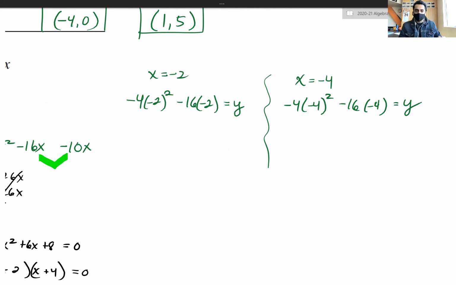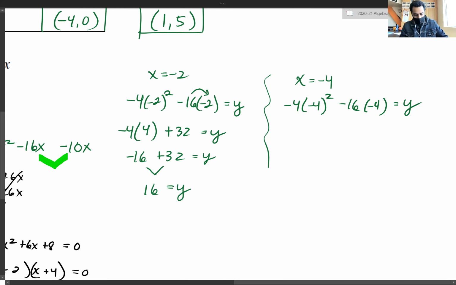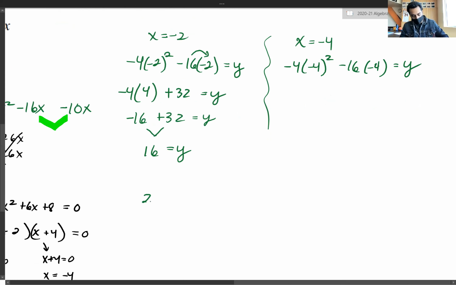So for when x is negative 2, let's see what we get. Negative 4 times, well, negative 2 squared is just 4. Then negative 16 times negative 2, that's actually going to turn this into a positive 32. So negative 4 times 4 is negative 16 plus 32. That equals y. So if we combine these two, that's actually just positive 16. So a coordinate would be negative 2 comma positive 16. Right? That's one solution. This is where the two curves will intersect.